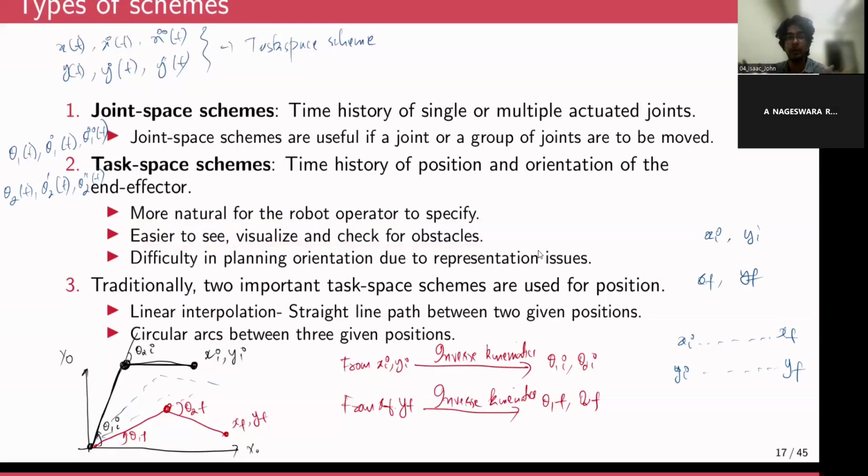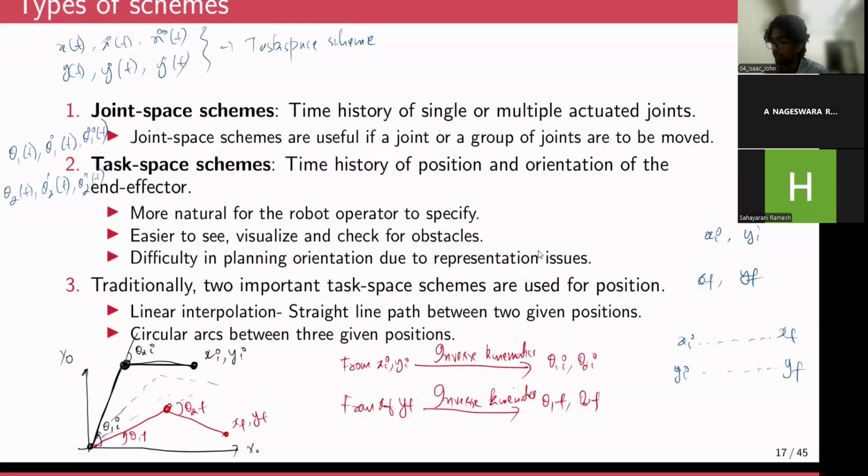So in that regard, it's more intuitive for us to plan trajectory in task space. But then there are issues. There is difficulty in planning orientations due to representation issues. In this case, we can easily plan trajectory in Cartesian coordinates, but when it comes to orientation coordinates, that becomes slightly more tricky. Yeah, then there are other schemes. For task space, you can either use a linear interpolation or you can use a circular interpolation.